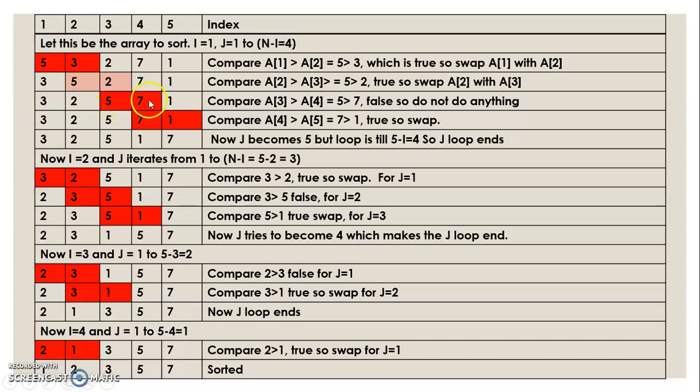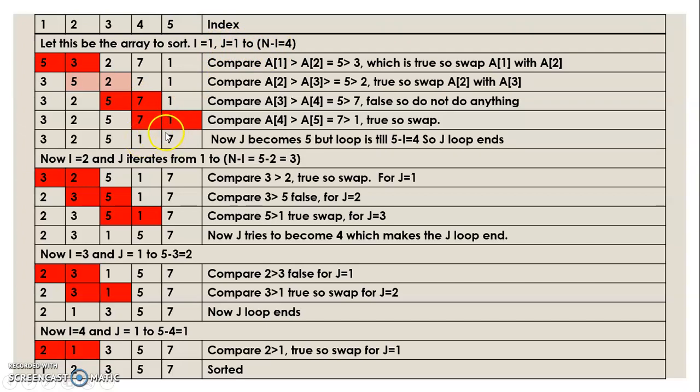Now we compare 5 and 7. Now 5 is smaller than 7, so we don't do anything. Then we compare 7 with 1. 7 is larger, so we swap 1 and 7 and we get 3, 2, 5, 1, 7. After the first pass in which i was 1, and we have moved from j is equal to 1 to 4, till here we have compared.